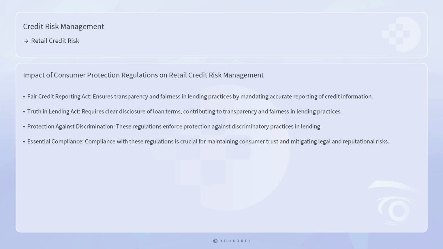Consumer protection regulations also impact retail credit risk management. Laws such as the Fair Credit Reporting Act and the Truth in Lending Act in the United States ensure transparency and fairness in lending practices. These regulations mandate accurate reporting of credit information, clear disclosure of loan terms, and protection against discriminatory practices. Compliance with these regulations is essential for maintaining consumer trust and mitigating legal and reputational risks.